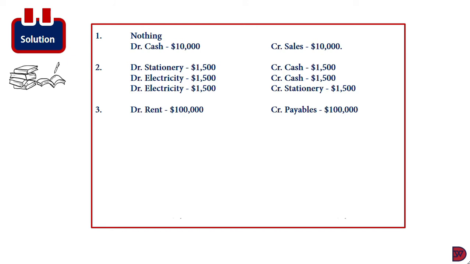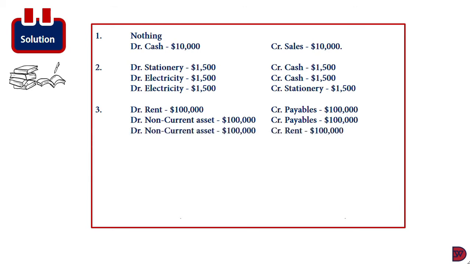Thirdly, a rent account was debited and payables account credited for $100,000, whilst non-current asset account should have been debited and payables credited. The payable entry is without error. So what we do is that we debit the non-current assets of $100,000, then we credit the rent account to cancel it out. Fourthly, a telephone account was debited for $500 instead of $5,000, and a cash account was credited for $5,000.